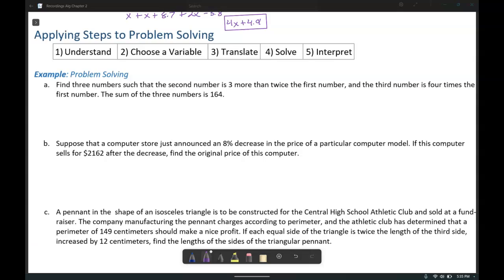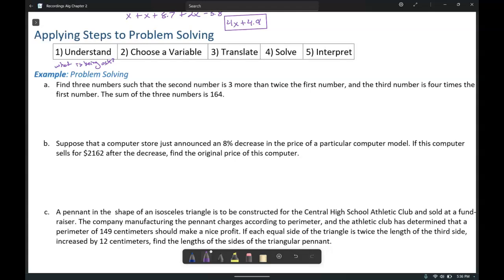Now that we've looked at translating, let's go through and apply some basic steps to problem solving. So the first thing we want to do is understand there's 5 general steps when we're looking at any type of word problem that we need to solve. First thing is we want to understand what is the problem asking for? What is being asked? What is being modeled and what is being asked?